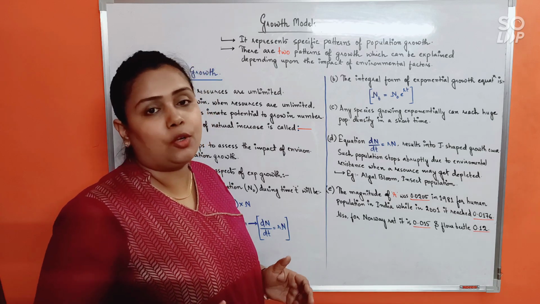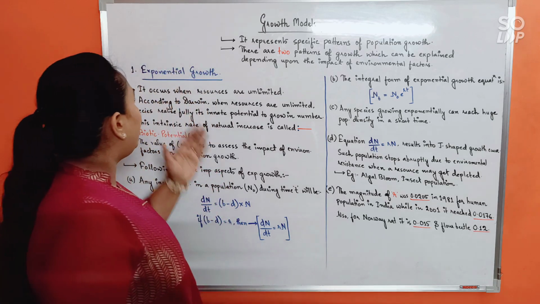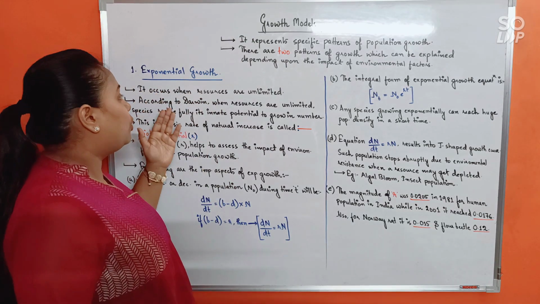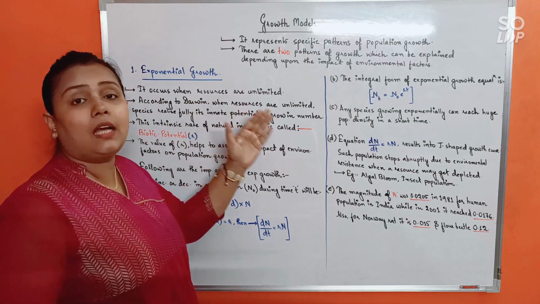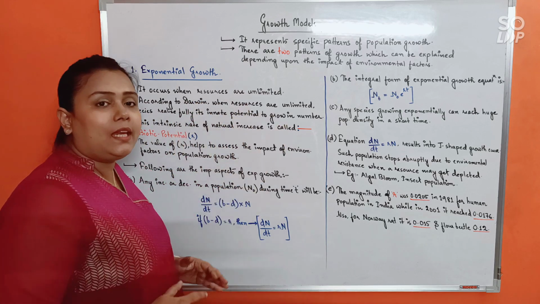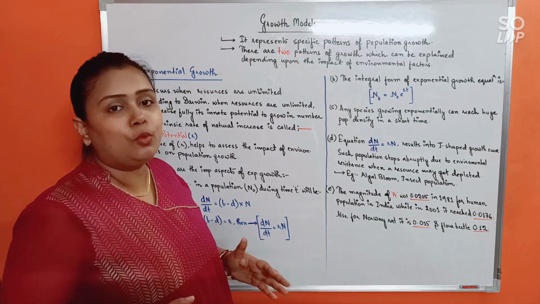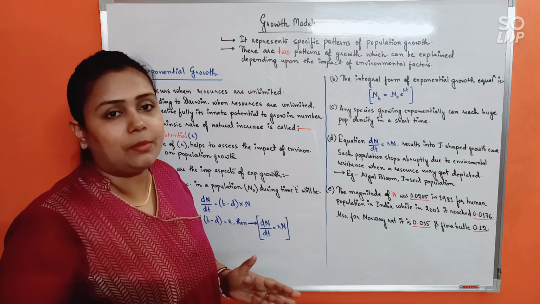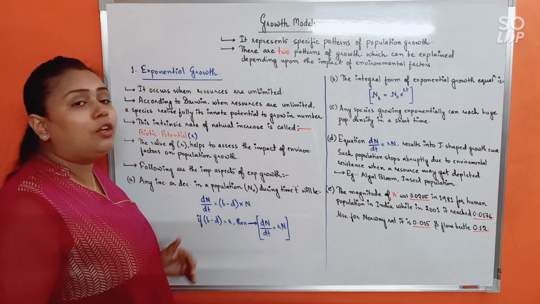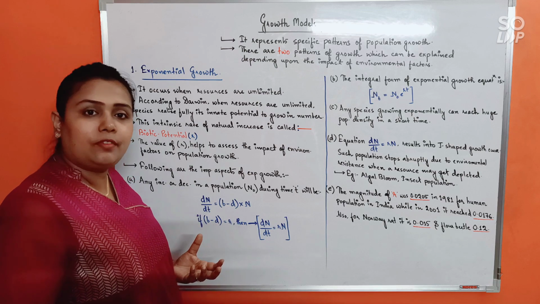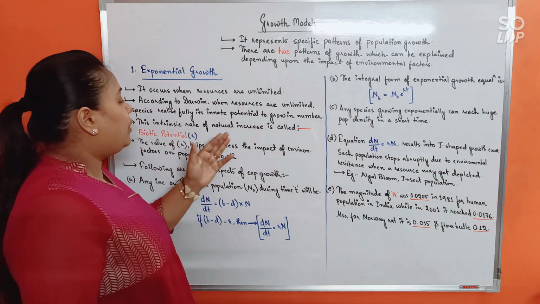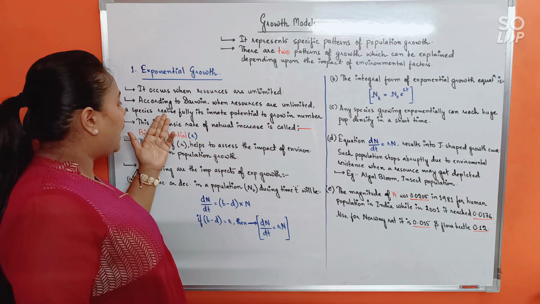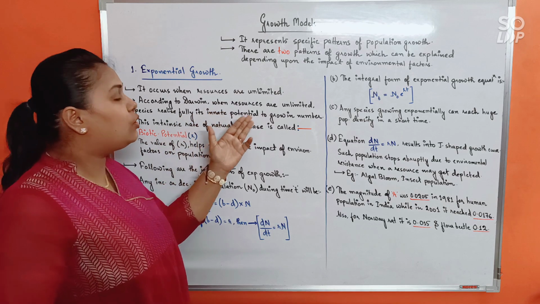The first growth model that we are going to discuss is exponential growth. Exponential growth occurs when the resources are unlimited. In any given habitat, when space and food are unlimited, we call it resources being unlimited. Exponential growth is also known as geometric growth. According to Darwin, when the resources are unlimited for a species, the species can realize fully its innate potential to grow in number.